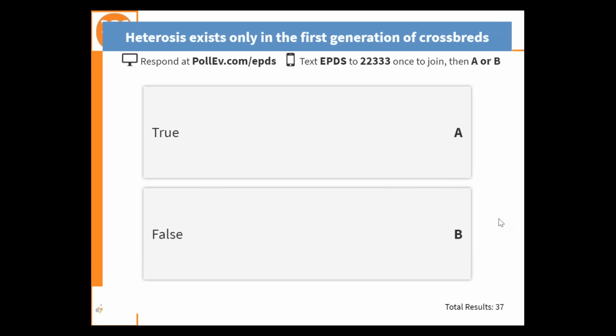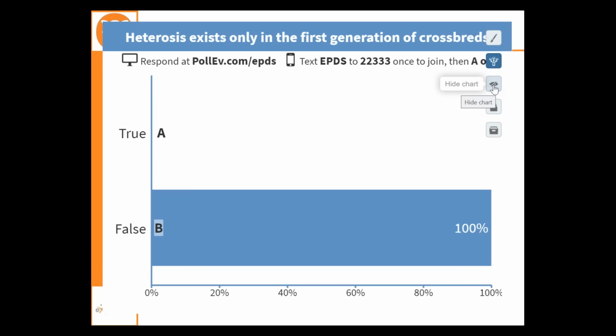Looks like we still have a few people responding, so go ahead and get your responses in as quick as you can. Looks like we're slowing down, so let's take a look at those poll results. False. 100% false. Excellent. Wow, very astute.